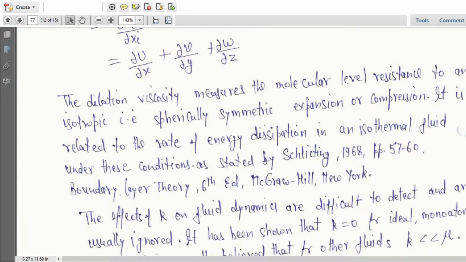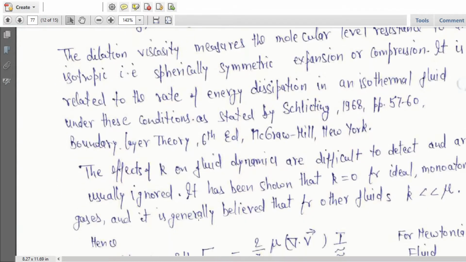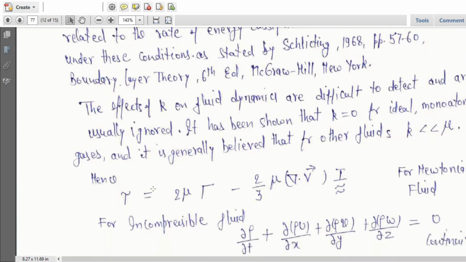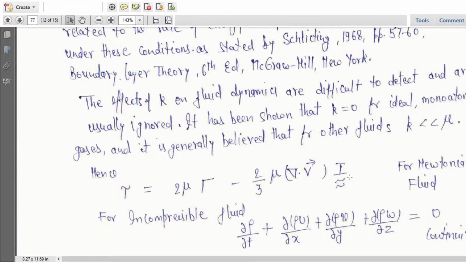Actually, the effect of k on fluid dynamics is difficult to detect and therefore usually ignored. It has been shown that k equals 0 for ideal monoatomic gases, and it's generally believed that for other fluids k is always less than mu. So in that case we can write tau equal to 2 mu gamma minus 2 by 3 mu del dot v into I for Newtonian fluids.